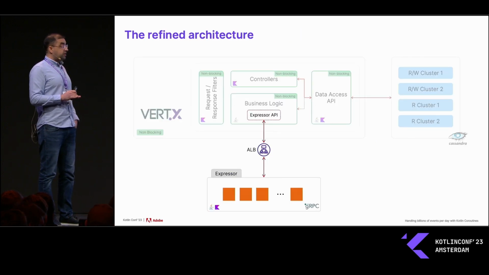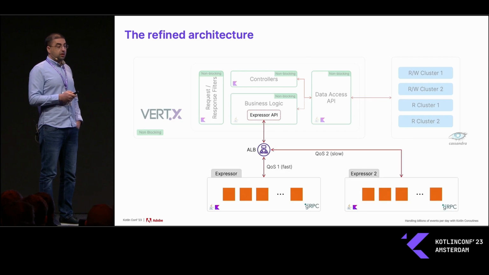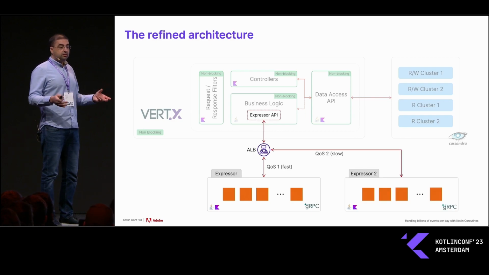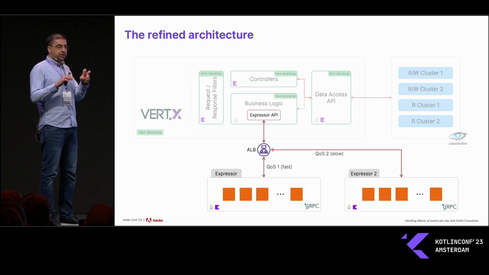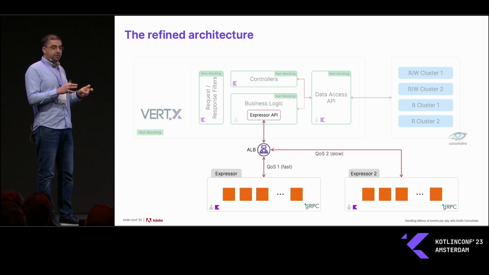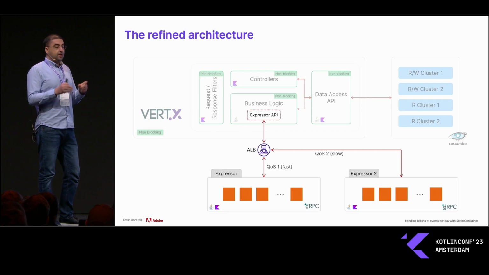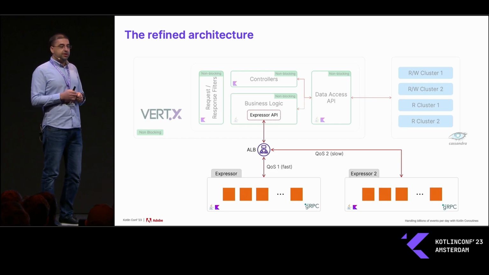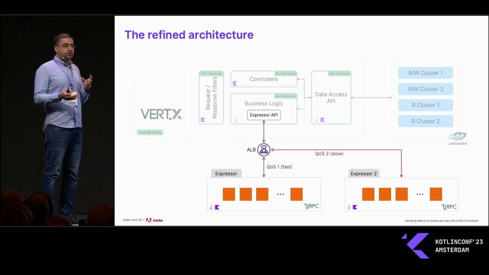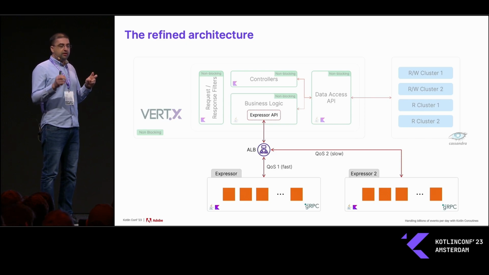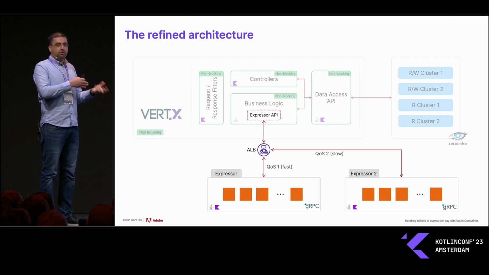From the previous architecture, all we had to do was deploy a second target of our new expressor application that handles the CPU-heavy business logic, and then have a routing logic within the web layer that would choose one target or the other based on assigned quality of service classes, slow or fast.